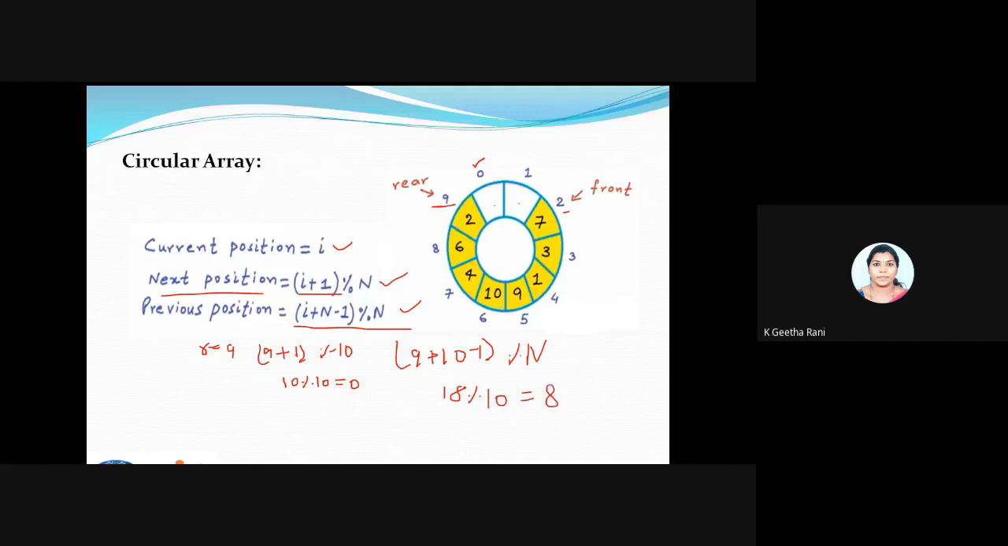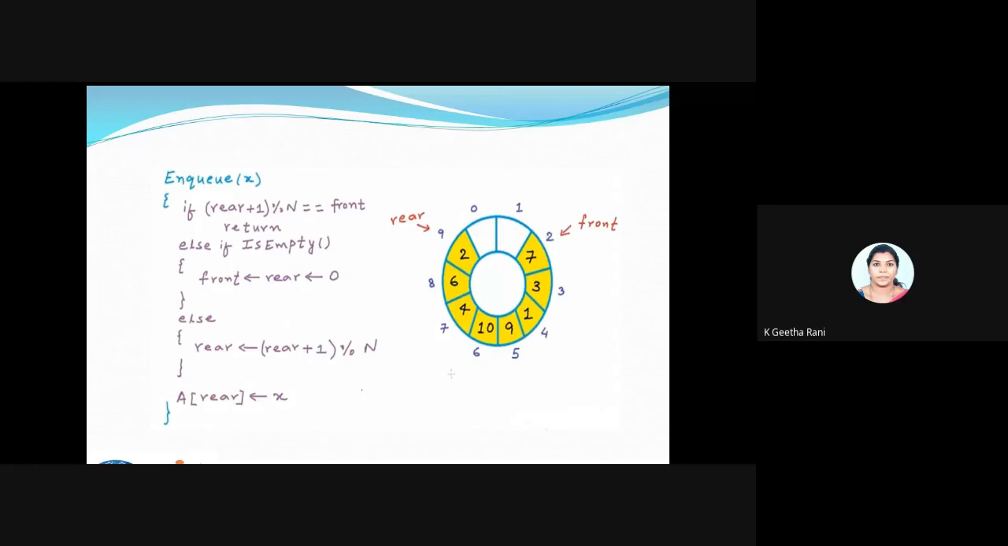So this particular formula is used to find the next position of my index, my rear position. And this particular formula is used to get the previous position. For rear, my next position will be 0 and my previous position will be 8. So I found this. Fine. So you will be using these tools while implementing your circular array. Fine. So we'll get inside the concept.